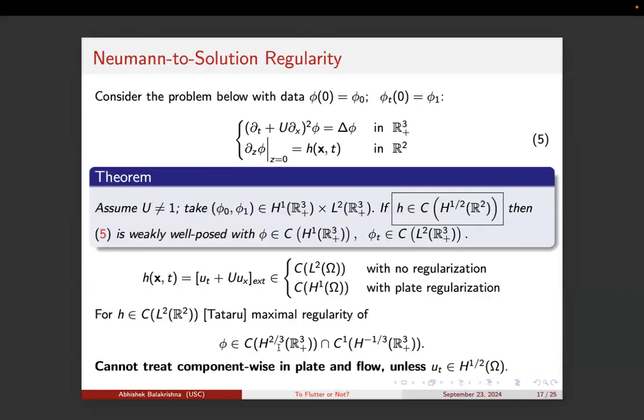And the reason is sort of described in the slide. So if you're looking at the potential flow model with appropriate boundary data H, then if your H is in H half, then you can lift the boundary data to the flow in the appropriate space that we need, which is we need phi to be in H1. But if it's just L2, then Tataru has shown in his work that the best you can do is H2 thirds for phi and H minus 1/3 for phi t. And that's essentially the difference between the two problems.